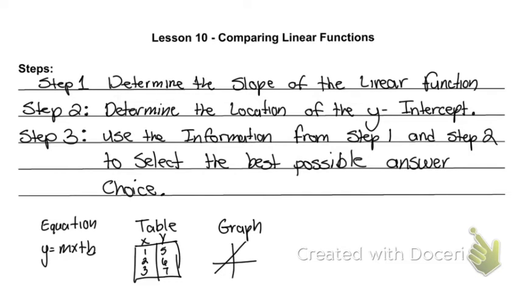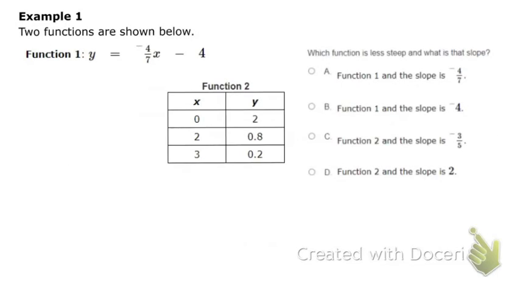So now that we know what we have to do and what we could possibly see, let's look at some examples. Okay, in example 1, it says the 2 functions are shown below. Function 1 is y equals negative 4 over 7x minus 4, and function 2 is the table. The question says which function is least steep and what is the slope. So the 2 things we're looking for is which one is less steep and which one provides me with a slope that's in my answer choices.